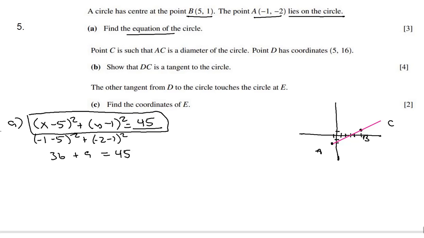And they say that point D is the point 5, 16. Now 5, 16 is going to be directly, you know, this is 1, 2, 3, 4, 5. So I'm going to go up here, 1, 2, 3, 4, 5, 6, 7, 8, 9, 10, 11, 12, 13, 14, 15, 16. It's going to be right up here somewhere. That's point D. And again, I'm just trying to get a sense of what's going on. So it says show that DC is a tangent to the circle. All right, so you notice that we did that before.